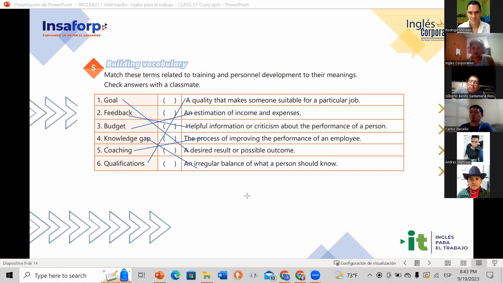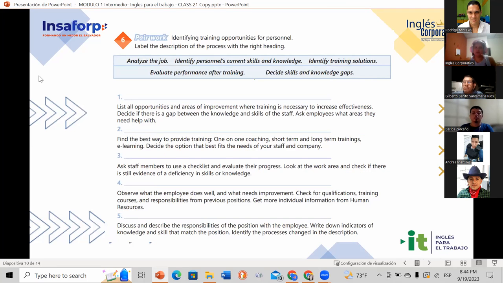Good, good. Okay, in a call center, you will see almost all these terms, okay? Goal, feedback, knowledge gap, coaching, qualification, everything. To improve, of course, employees' performance. Okay, very good. So let me delete this because it doesn't continue. Okay, very good. So we are going to discuss this.